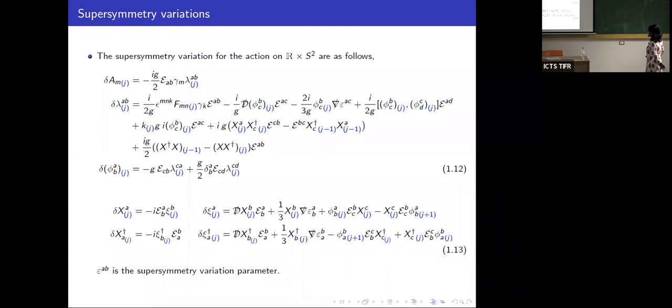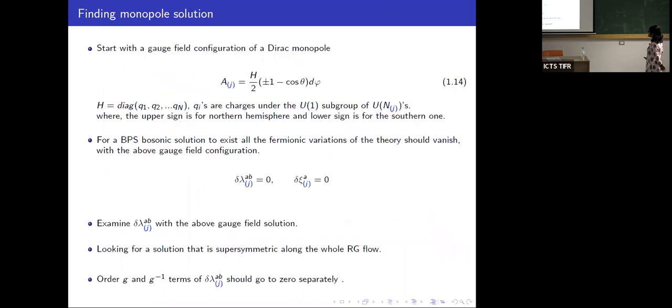So these are all the supersymmetry variations. Since we are interested in a BPS solution, we make all the fermionic variations of the theory zero supersymmetrically, which means we need to make the order 1/G term and order G term in delta lambda AB zero separately. So we are interested in finding a monopole solution in the theory.